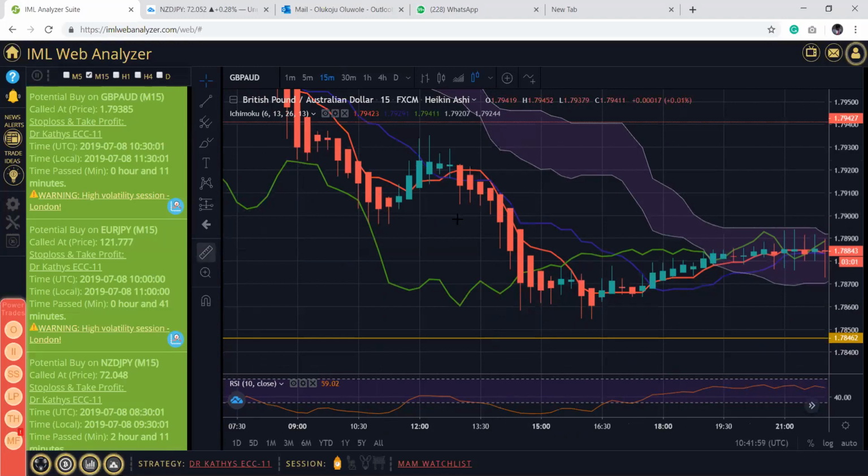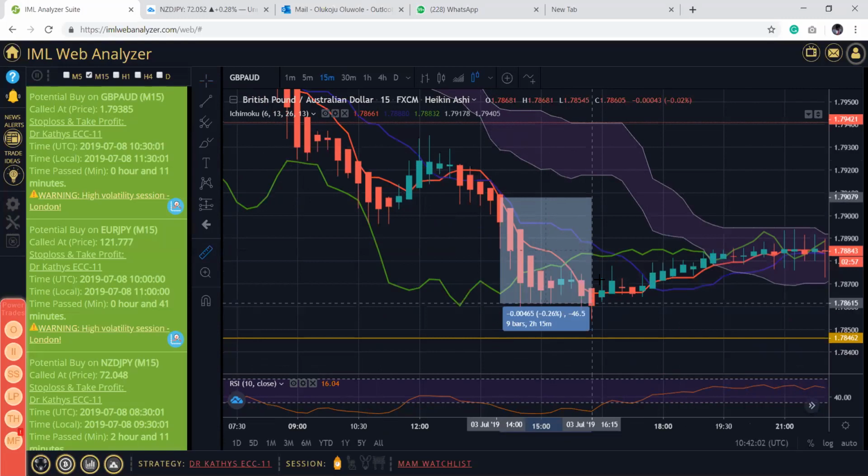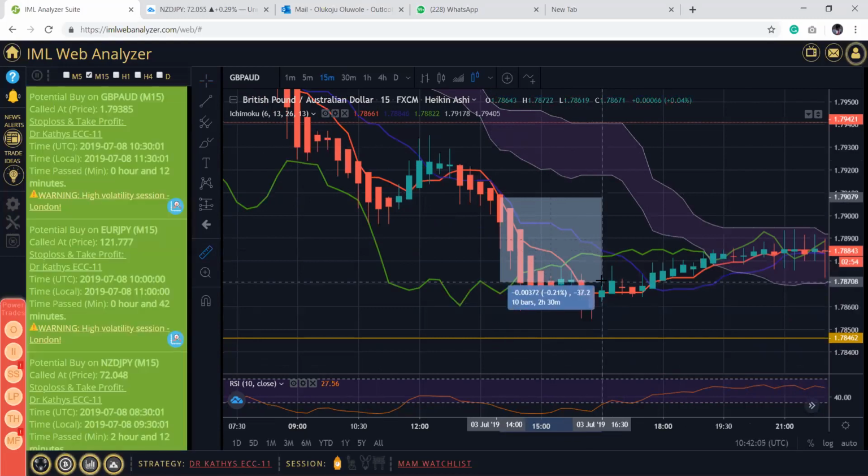So that means we'd have entered here again, and then we'd stay in the trade until this point, another 36 pips.